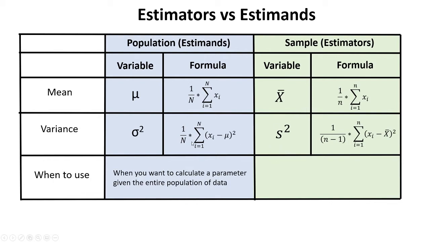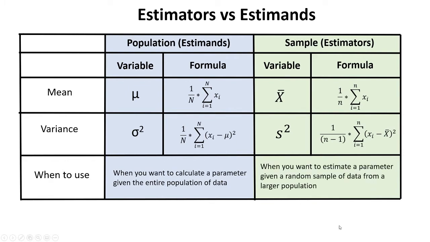And for variance, instead of sigma squared, we're now looking at s squared. But you'll notice over here that the formula is slightly different. You still sum all of the differences from the sample mean, but you divide by n minus 1 instead of dividing by n. So you're going to use these when you want to estimate a parameter given a random sample of data from a larger population.